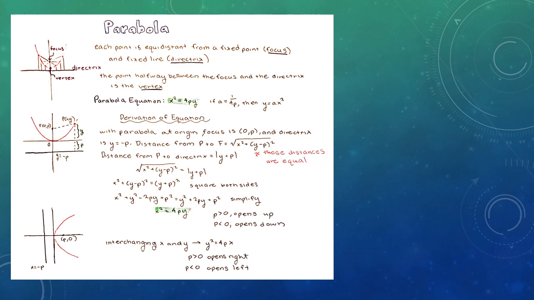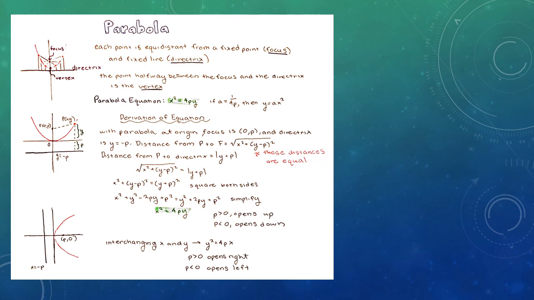So the focus of the parabola is going to have the coordinates (0, p), and the directrix is going to be y equals negative p. That's when we put the parabola at the origin, so this is going to help us derive the equation for the parabola. Now if we take the distance from P to F and the distance from P to the directrix, those are equal. So we set them equal to each other, and then we can square both sides and simplify, and then that's how we get the final equation for the parabola.